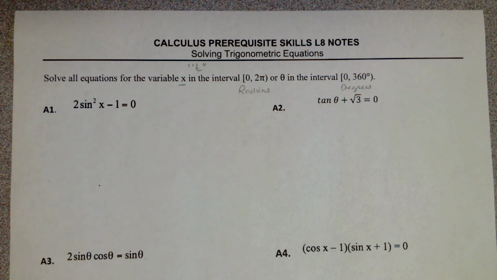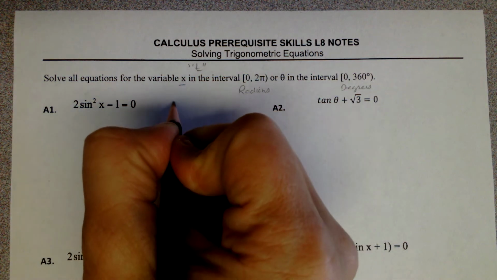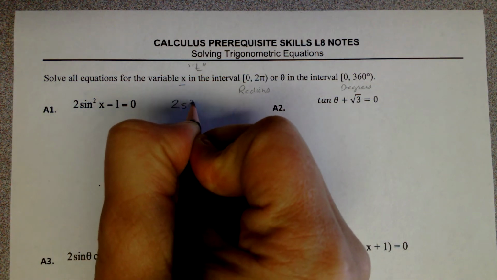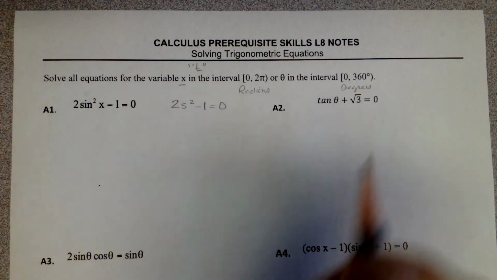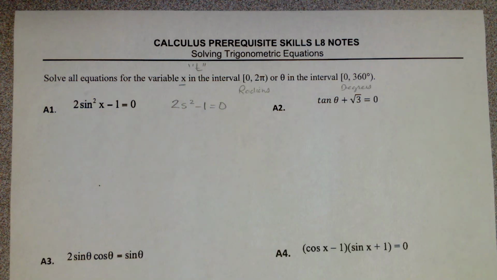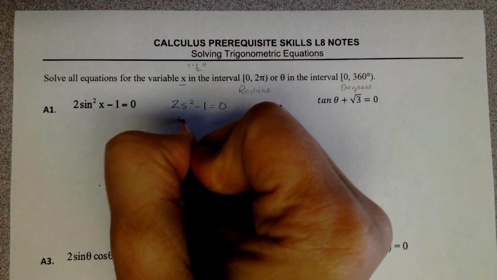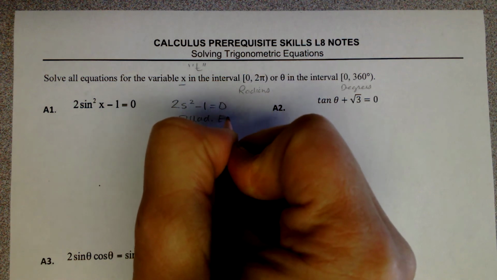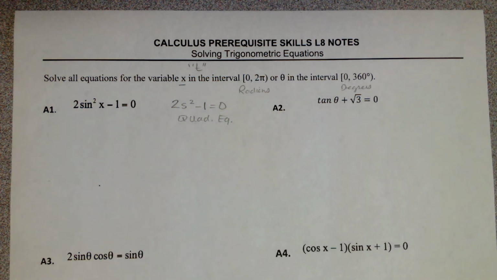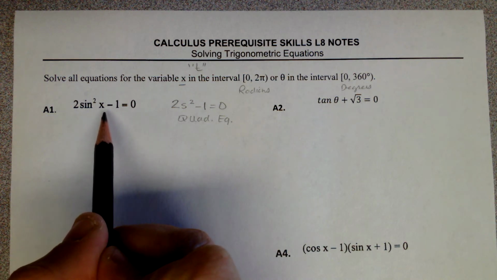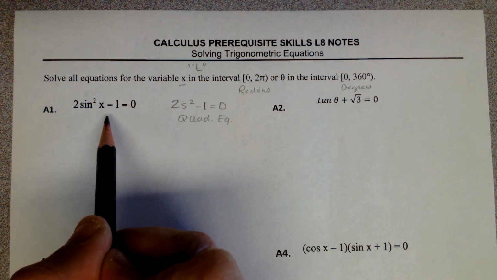If we look at example 1, A1, and we read through this, we can rewrite this without the trig terms. If we rewrite it, we get the following. 2s squared minus 1 equals 0. Analyzing this tells us that this is a quadratic equation. We have everything on one side equal to 0. We could factor, but since there's no difference of squares and we don't have a middle sine x term, we're going to actually use the square root method.